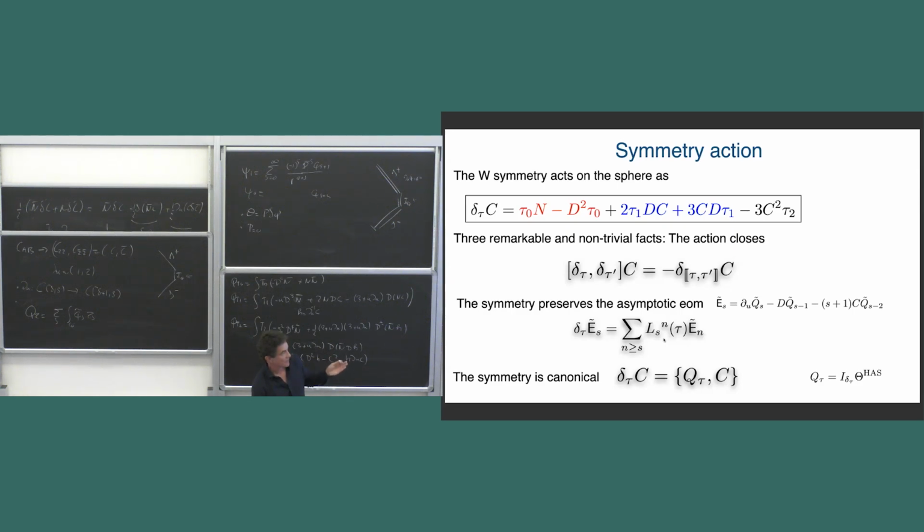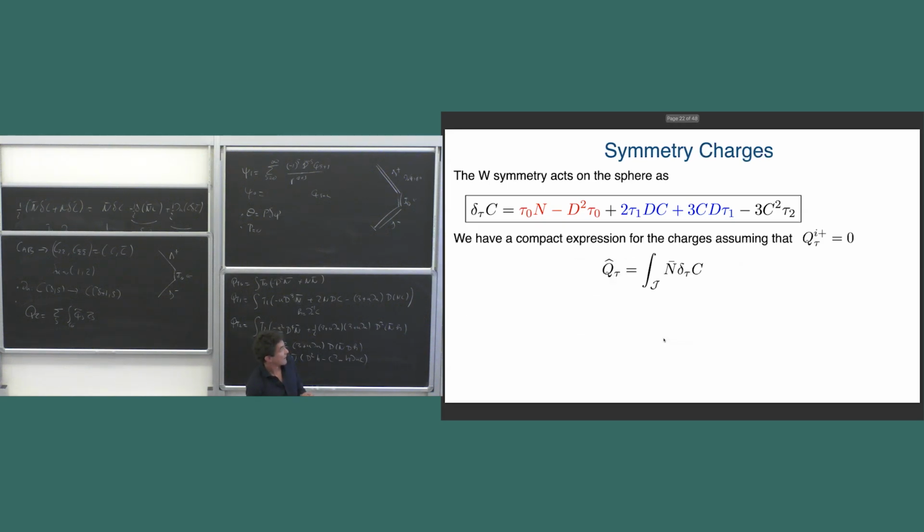It's a summary of a long calculation, but if you think for a minute, this is quite remarkable. Why is it remarkable? Because you have a symmetry action which is nonlinear on the phase space, and non-local if you want, in terms of this du minus one, but it still closes.